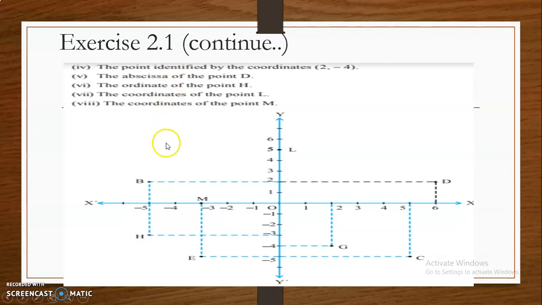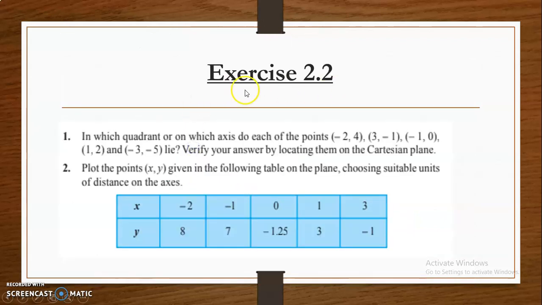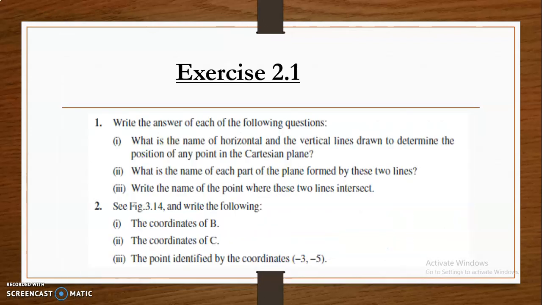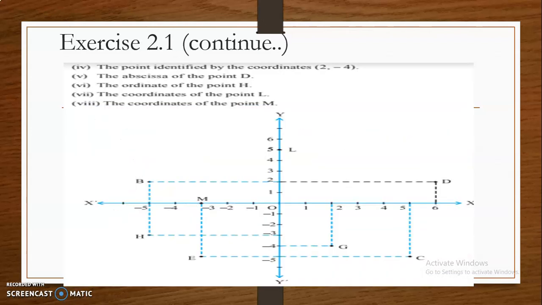Next is exercise 2.2, where these points are given and you have to tell in which quadrants these points will lie. And the next question has some ordered pairs which you have to mark on the Cartesian plane. So please solve your assignment. These are the textbook questions. Please solve them. Thank you.